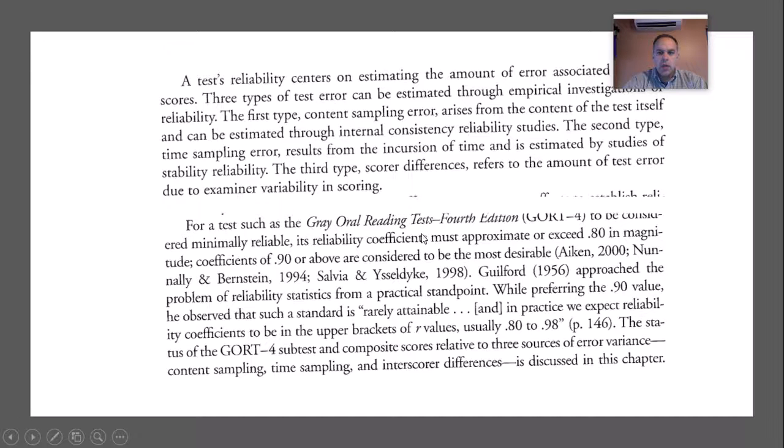So they put on a self-imposed measurement for tests such as the GORT to be considered minimally reliable. Its reliability coefficients must approximate or exceed 0.8. So they take out that adequate 0.6 and they've made 0.8 their measurement to guide them. And above 0.9 is considered to be the most desirable. They cite a study that said, while preferring the 0.9 value, it is rarely attainable. And in practice, we expect the coefficients to be in the upper brackets of R values between 0.8 and 1.